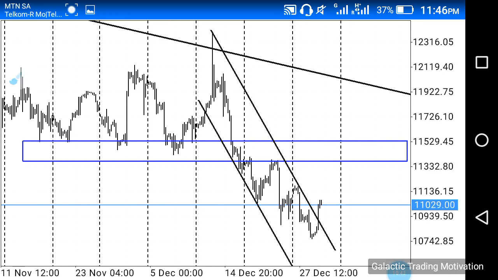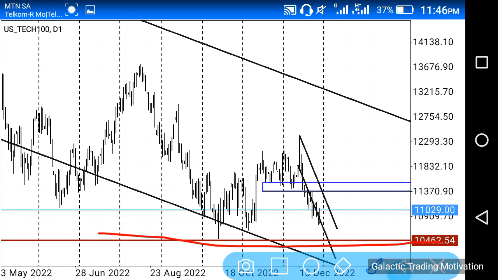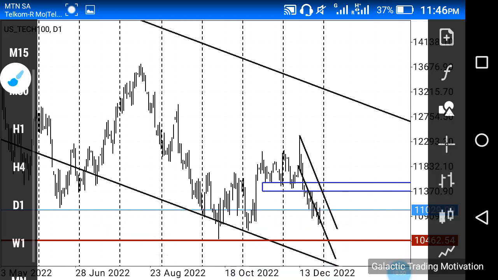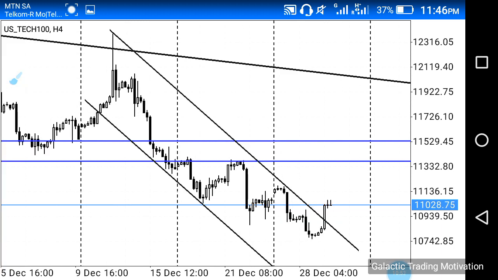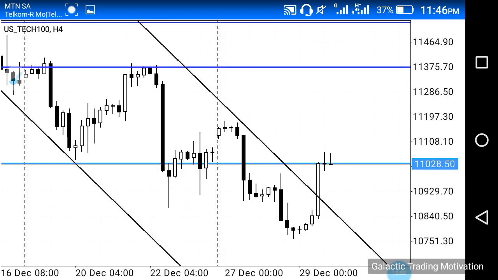If I can just go back to the daily chart, remember that we have this level over here, which has a lot of liquidity that needs to be triggered by the market, right? Let's go back to the H4 chart, right? Yeah, so what else do we see, guys, in regards to the H4 chart? Let's have a look.